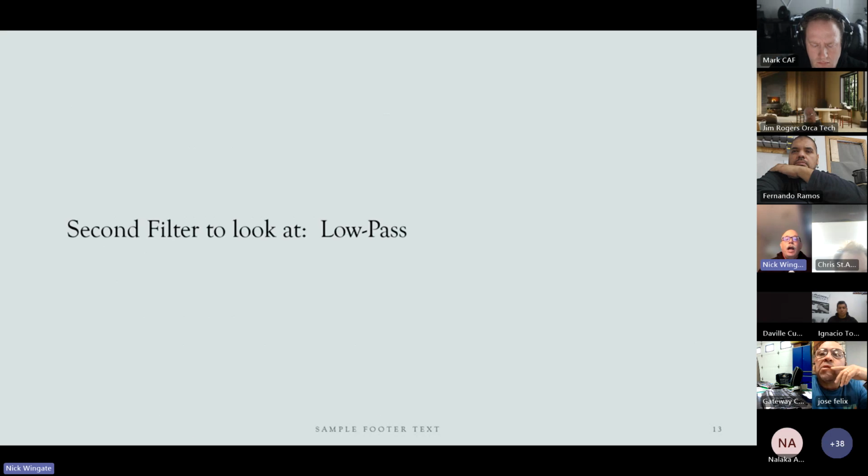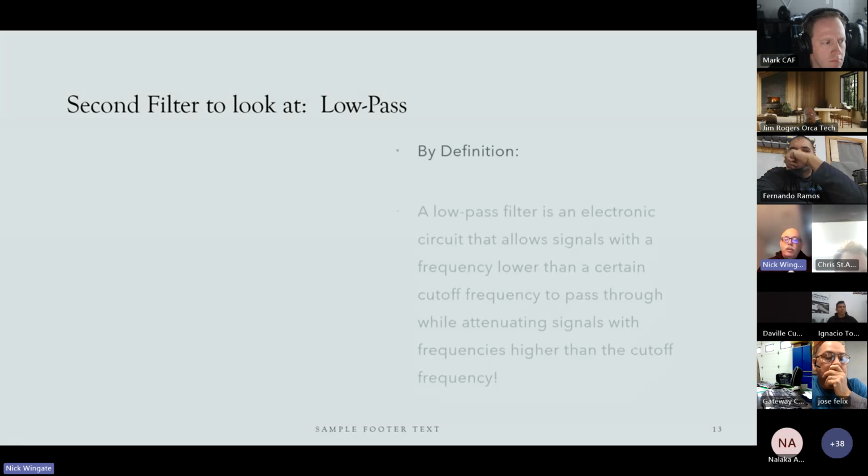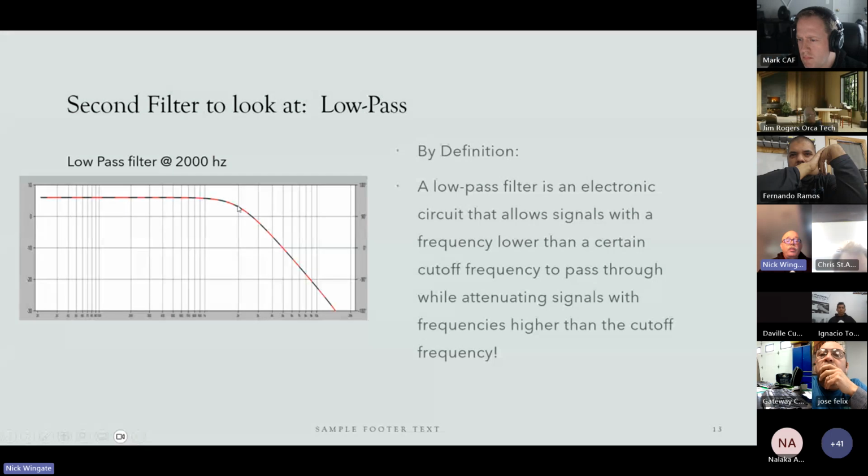Okay. Now, the other filter we're going to look at is the low pass. By definition, the low pass is just the exact opposite of the high pass. It allows frequencies to pass that are below a certain cutoff frequency, and it attenuates signals with frequencies higher than the cutoff. Right here, you're looking at a 2000 hertz low pass. Any frequencies lower than 2000 hertz are passed through. Any frequencies above 2000 hertz are literally cut off. They are attenuated. That's all a low pass is.